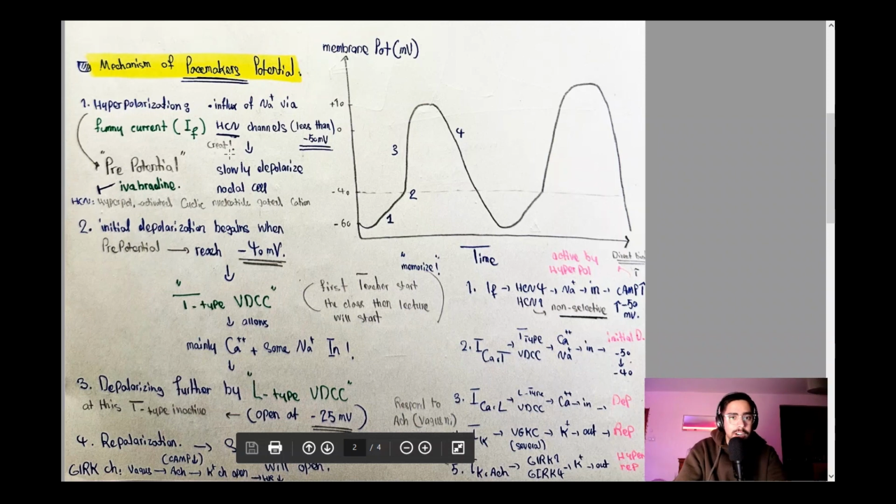This funny current has so-called HCN channels. I wrote the name here: hyperpolarization-activated cyclic nucleotide-gated cation channels. Probably you don't need to know the full name, but it's better to know it. Maybe your examiner wants to know more. How do they work? They are actually the prepotential. We need to arrive at some threshold.